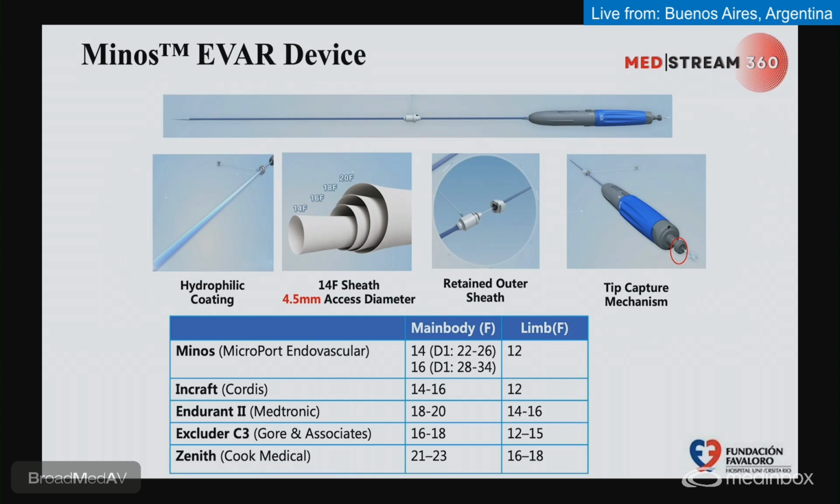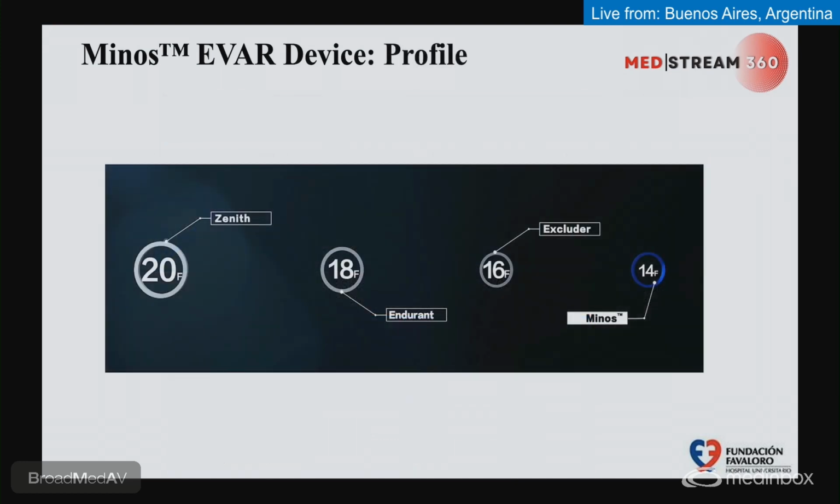Other characteristics according to the diameter, a comparison with other devices. The tip capture mechanism, which is proximal, and I'm going to show you, allows us to open the body or the proximal part of the body. And when we are sure about the position, we can release the hooks. So this is a comparison of this device with other devices: the old Zenith, now the Alpha Zenith, which is lower profile also, the Endurance, the Excluder, and the Minos, which is probably one of the lowest profile devices on the market, at least here in Argentina.